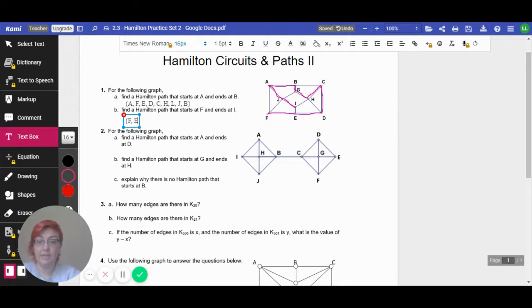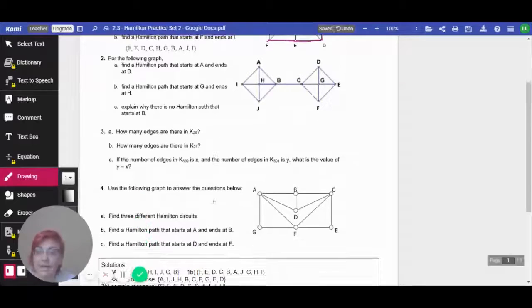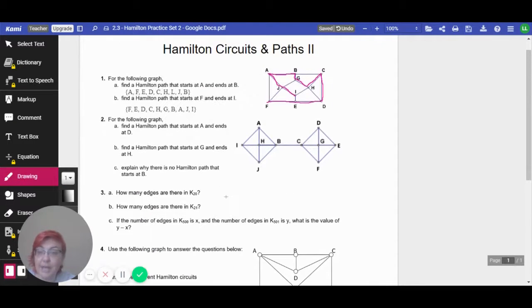And again, you don't have to print these out. You can always just write your answers on a separate sheet of paper. Take a picture of it if you'd like to turn it in for some feedback. Make sure I did that right. F-E-D, C-H-G-B-A-J-I. Perfect. Now, is that the only path that would have worked? No. Let's see if it matches the answer key one, F-E-D-C-B-A. So that one went a little bit differently, but there's more than one way to do this.